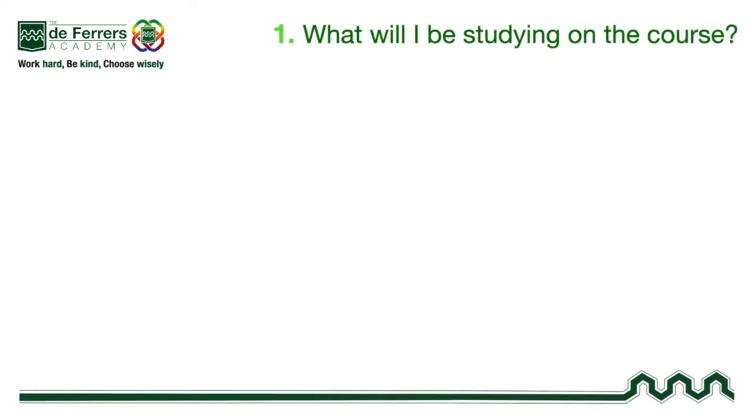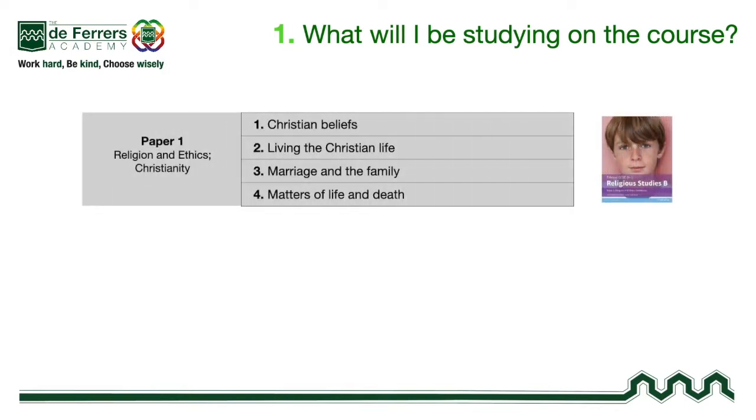So let's start at the beginning. What are you going to study on this course? This course is split up into two different papers. Paper 1 is all about religion and ethics with a focus on Christianity. You start by learning a little bit about Christian beliefs and what it means to live a Christian life. And then once you've got that theory of understanding Christian beliefs, you can apply that to different ethical scenarios to do with marriage and the family, and then life and death.